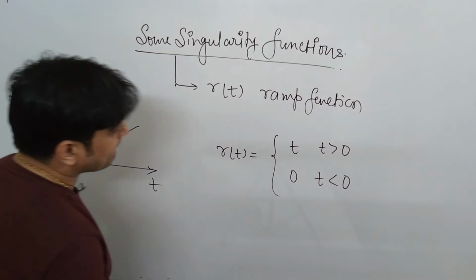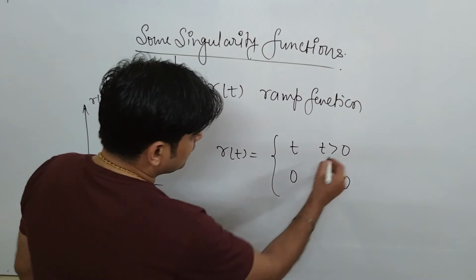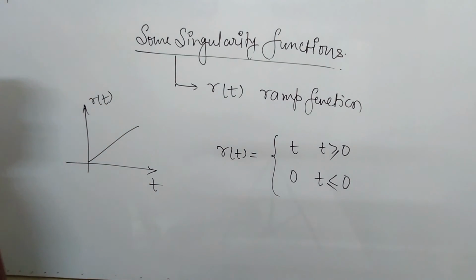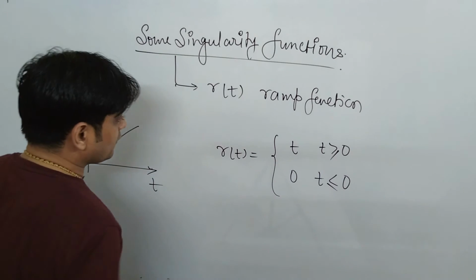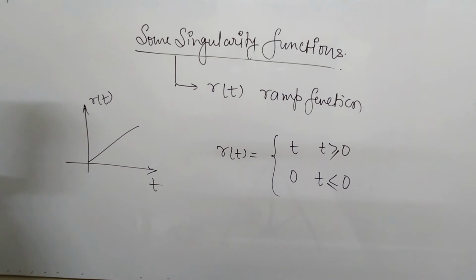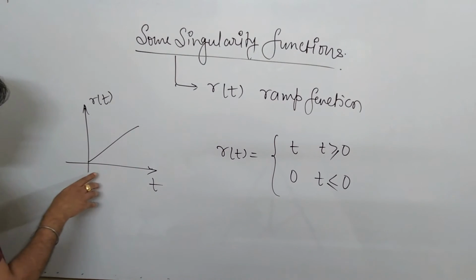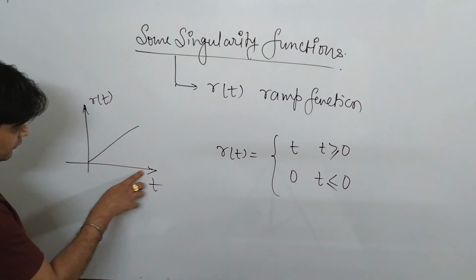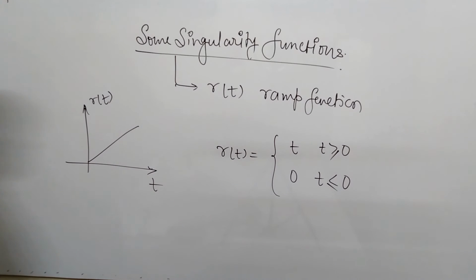So this is the basic definition of the function r(t). It is t for t greater than or equal to 0 and 0 for t less than 0. So you can say if you go to the negative time axis, it is 0 here, but if you talk about the positive time axis, it behaves like this. So this is about the ramp function. We have seen the delta function, unit step function and ramp function, but for the time being I will mainly discuss the unit step function.